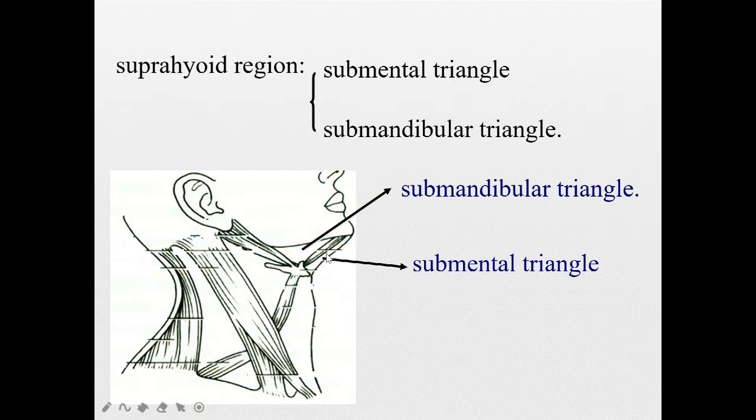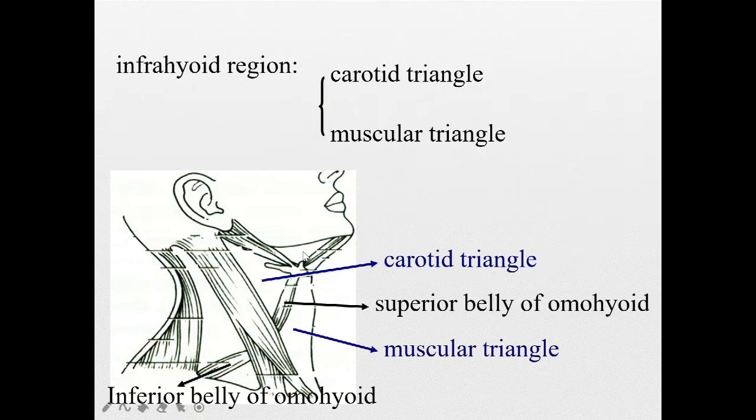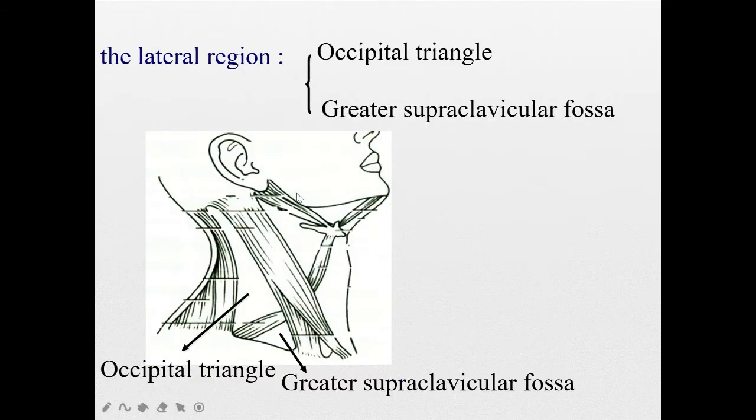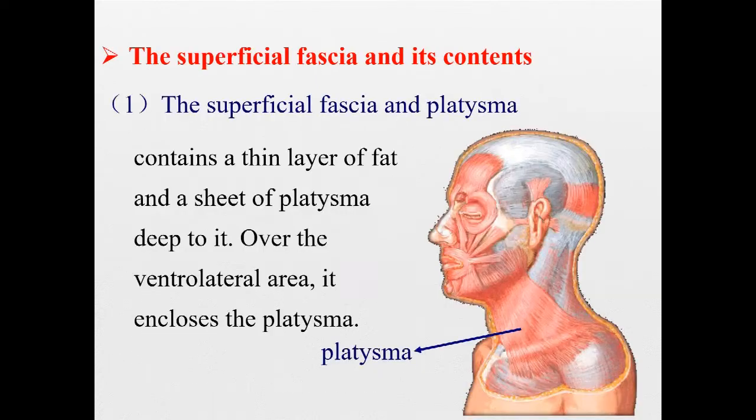Suprahyoid region contains two triangles: submental triangle and submandibular triangle. Infrahyoid region has two triangles: carotid triangle and muscular triangle. Now here, notice these muscles: digastric, omohyoid, sternocleidomastoid, anterior belly, posterior belly, upper belly, lower belly. The lateral region continues to the occipital region and the greater supraclavicular fossa.